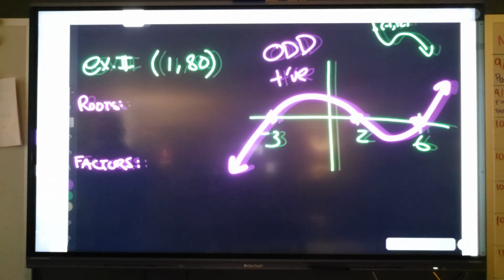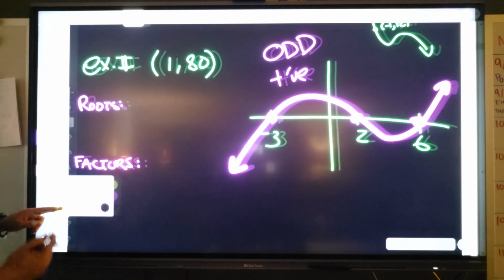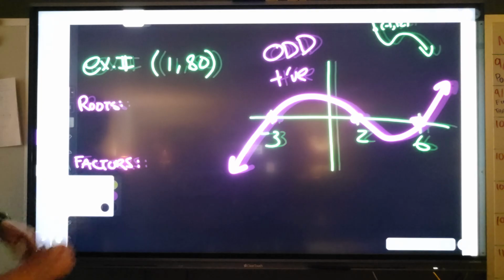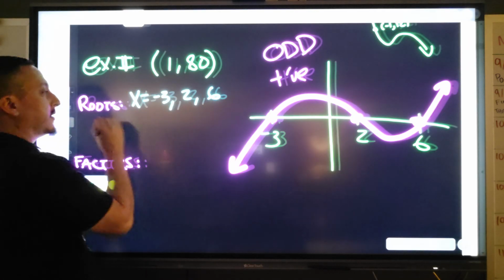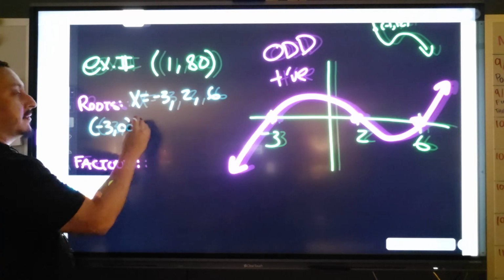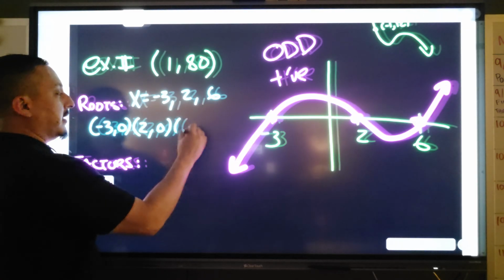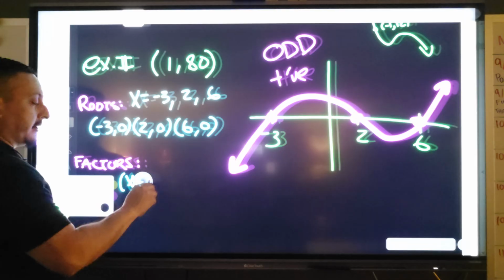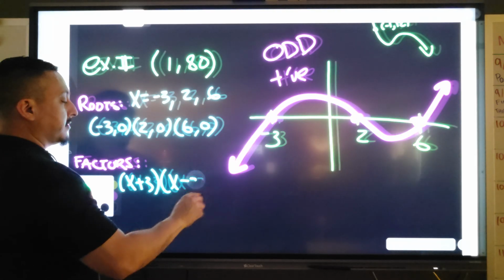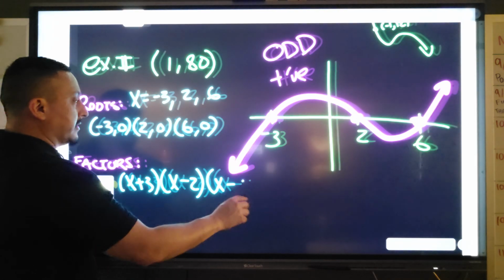Okay, so here we go. Again, roots, you can write them either way. You could say x equals -3, 2, and 6, or you could give them as points: (-3, 0), (2, 0), and (6, 0). Factors are the opposite of those, so x plus 3, x minus 2, x minus 6.